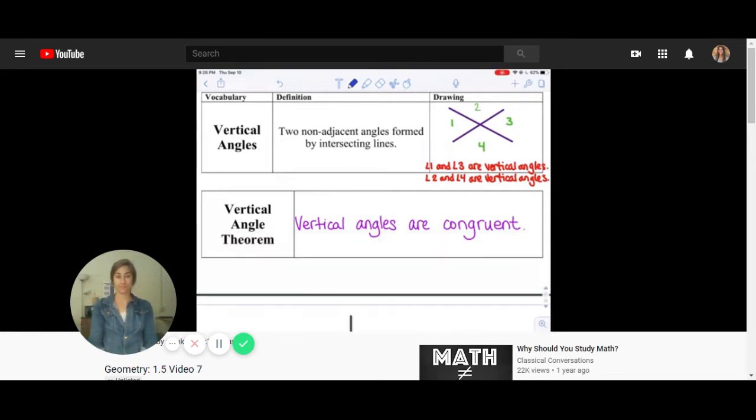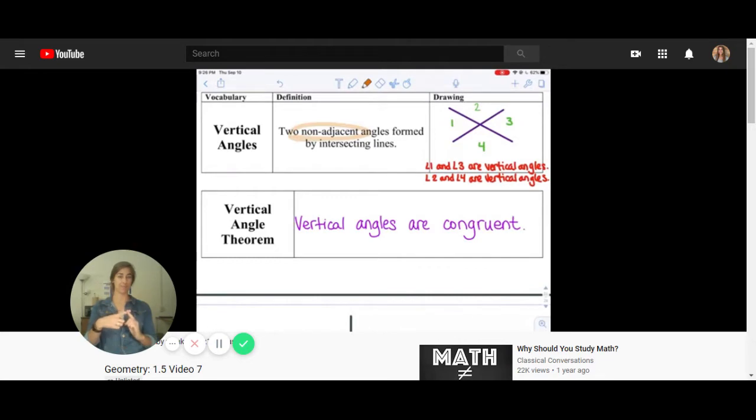Okay, our last vocabulary word of the section. This is very exciting. And our last vocabulary word is vertical angles. So vertical angles are two non-adjacent angles formed by intersecting lines. So in our drawing, I have the intersecting lines, and then I labeled the angles 1, 2, 3, and 4 to make them a little bit easier for us to talk about.